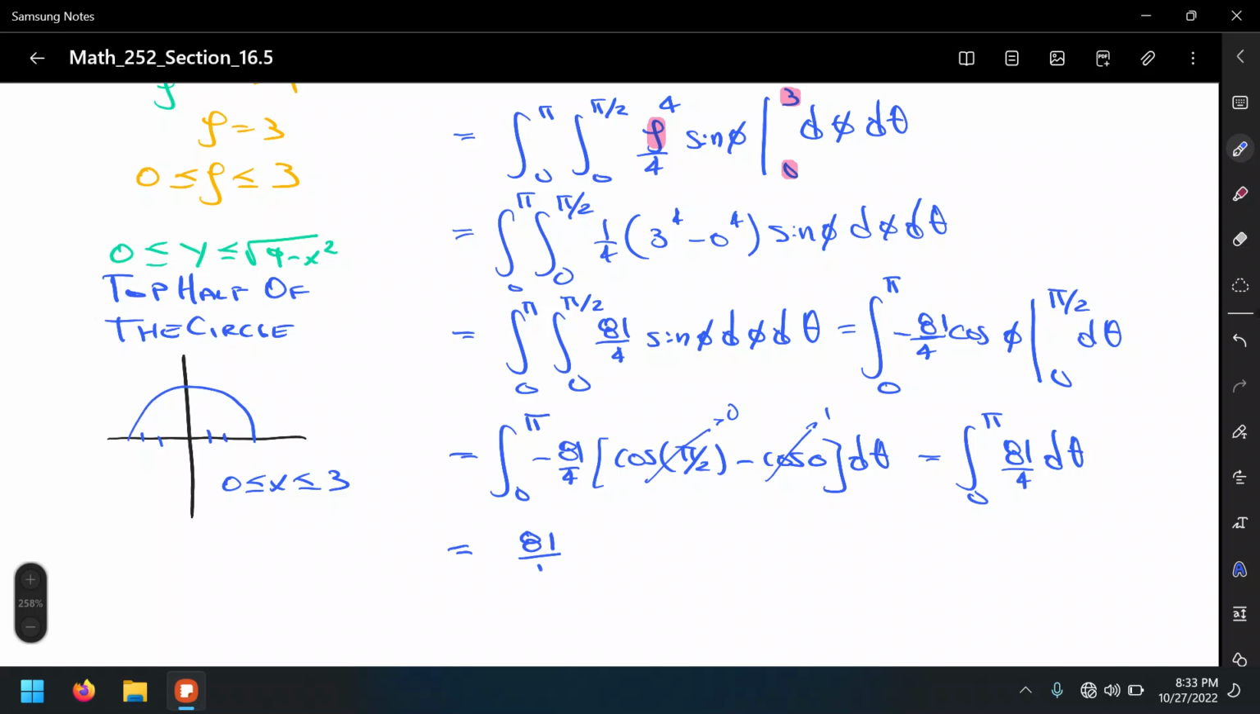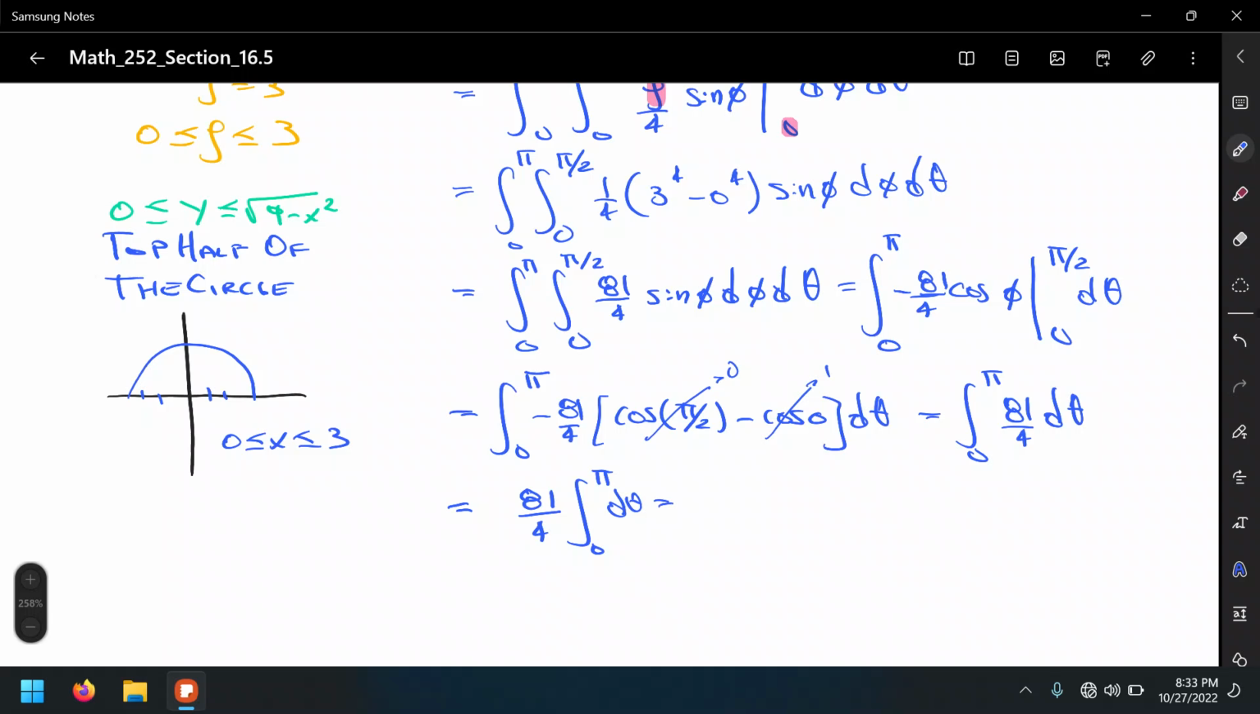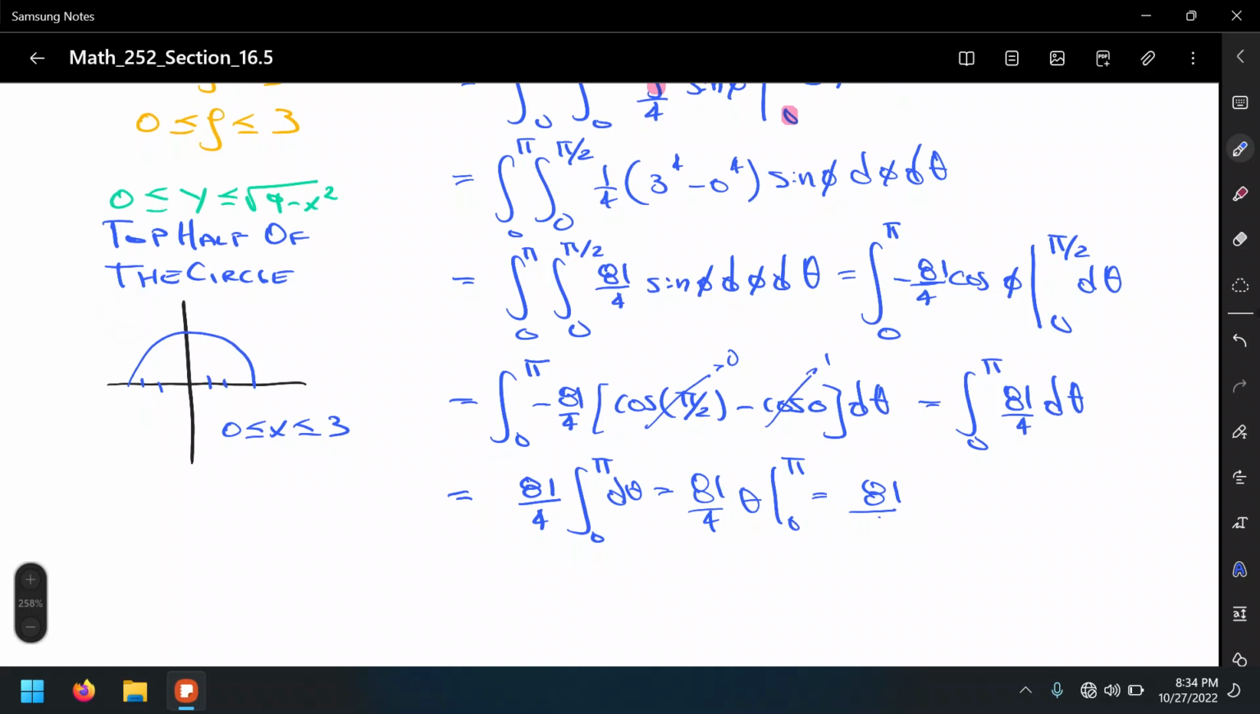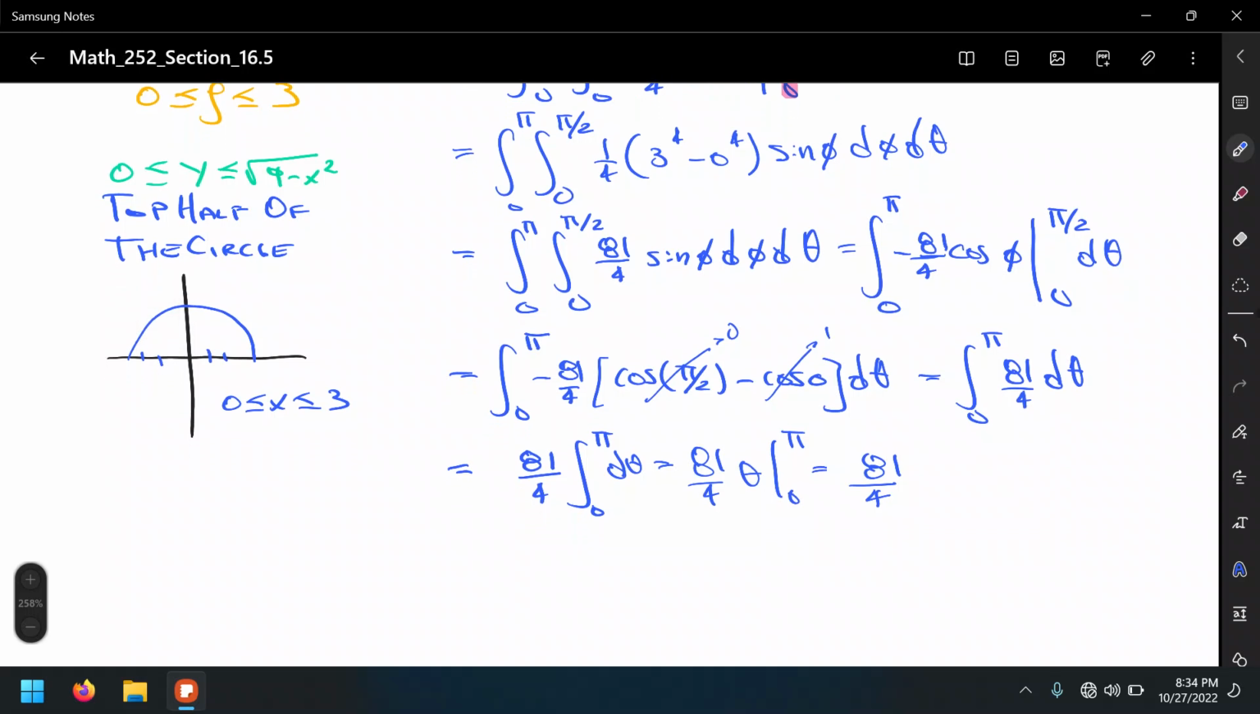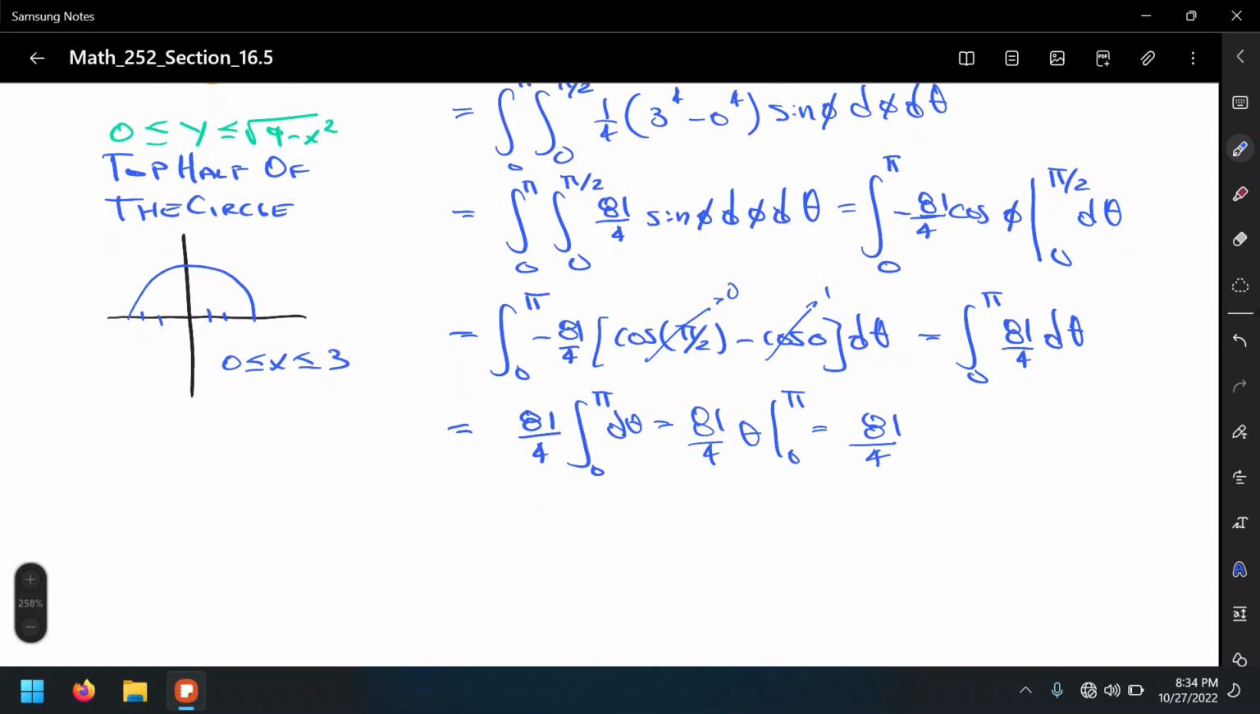Let me take the constant out of the integral from 0 to pi, d theta. And just integrate 81 over 4 theta from 0 to pi. So that's 81 over 4 times pi minus 0. And that's 81 pi over 4. All right.